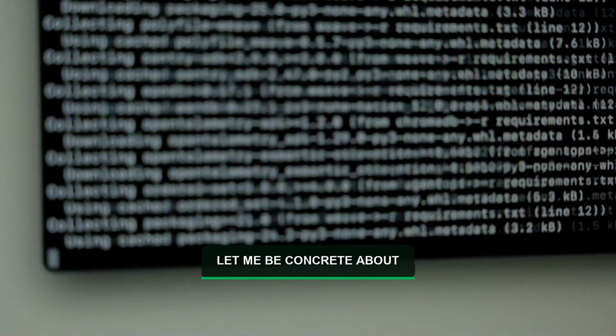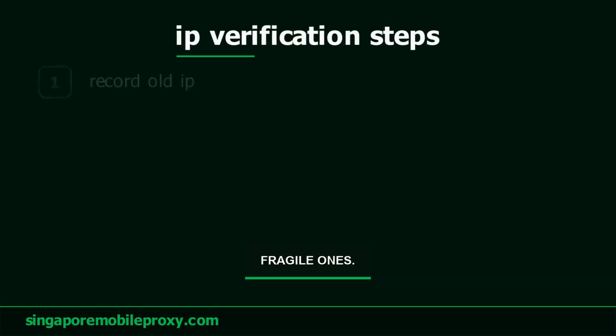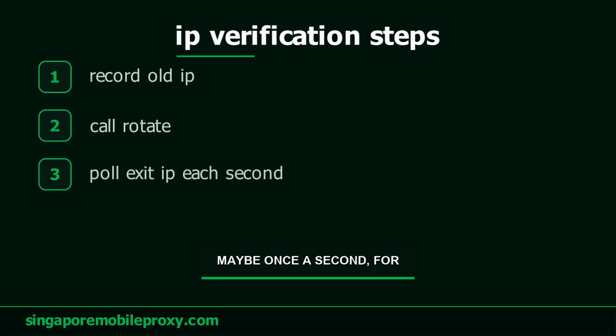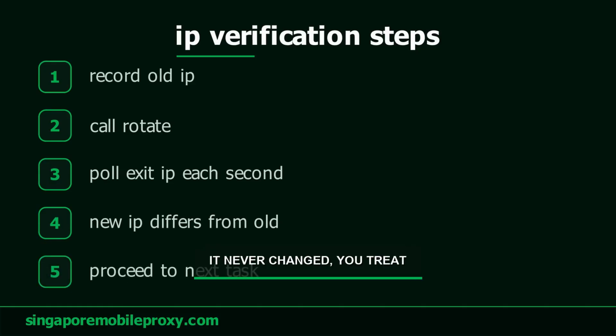Let me be concrete about that check, because this is where solid setups separate from fragile ones. You record the IP before you rotate. You call rotate, you poll your own exit IP endpoint through the port maybe once a second for up to 15 or 20 seconds. The moment the new IP differs from the old one, you proceed. If the window passes and it never changed, you treat that as an error, not as success.